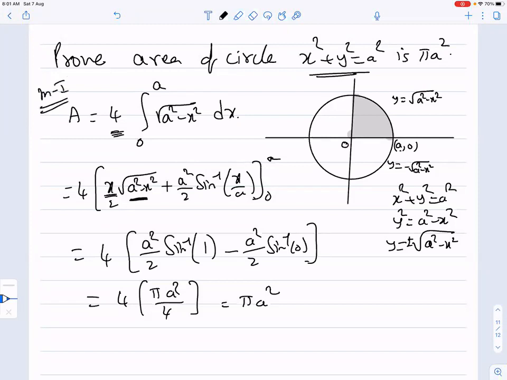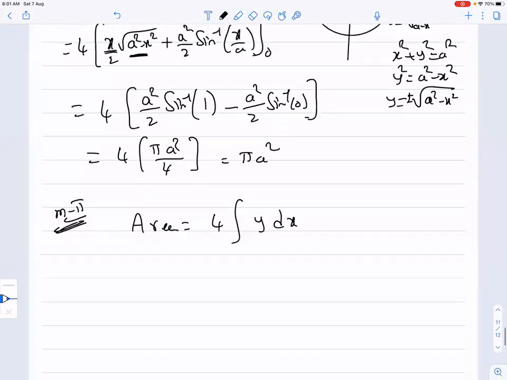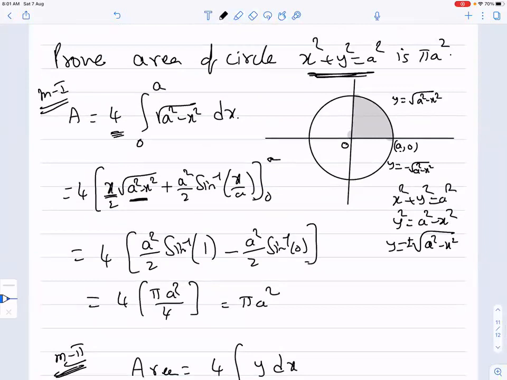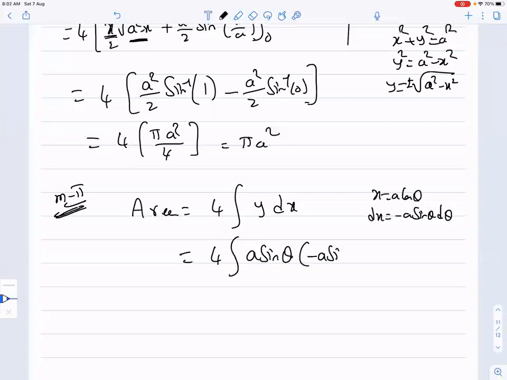You can also deal with this like this. See, we know area is 4 times integral y dx, right? And 0 to a. So, we know the parametric form of the circle when we start the question itself. Not only circle, there are many curves where you know the parametric form straight away. So you substitute, y is what? a sin theta. x is a cos theta, a sin theta, right? That's the parametric form. So, x is a cos theta, dx will be what? Minus a sin theta d theta. So, dx is minus a sin theta d theta.